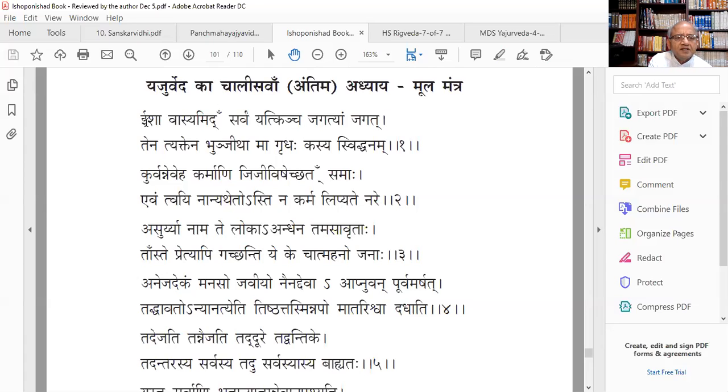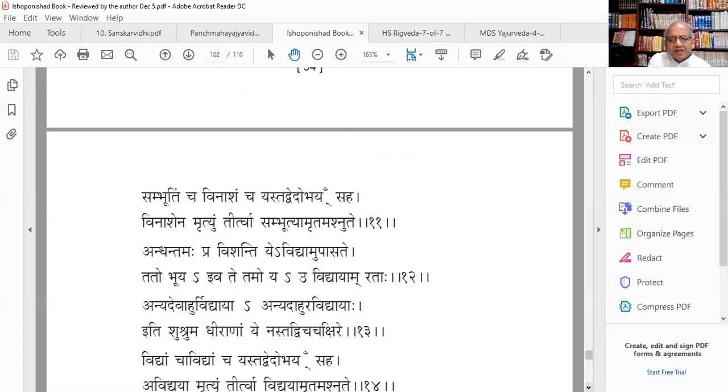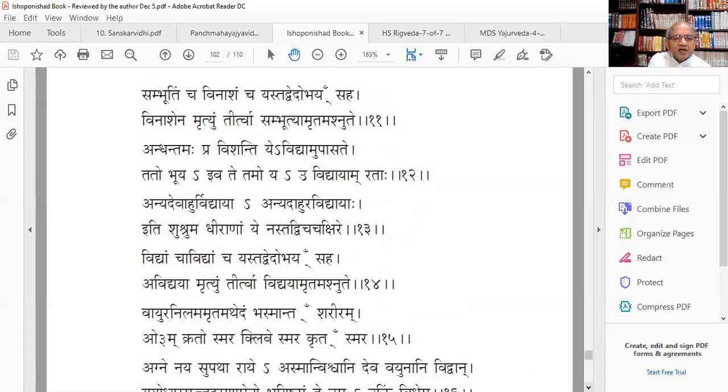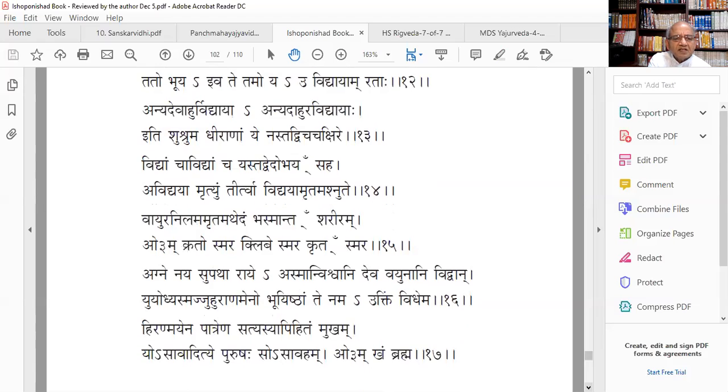So the point here is that Ishopanishad is largely the same as the Yajurveda 40th chapter, except that one mantra gets split into two. The last one, Om Hiranmayena Patrena Satyasya Pihitam, splits into two, and some of the order has changed. Otherwise, Ishopanishad is nothing but the 40th chapter of Yajurveda.